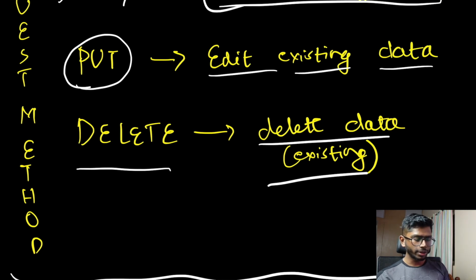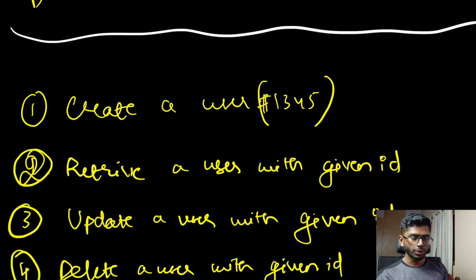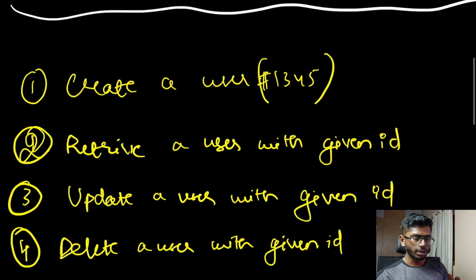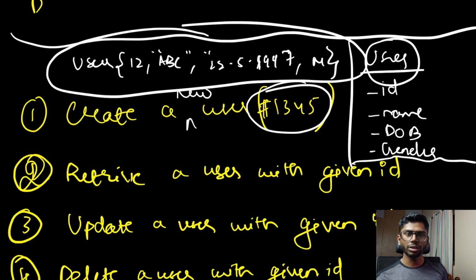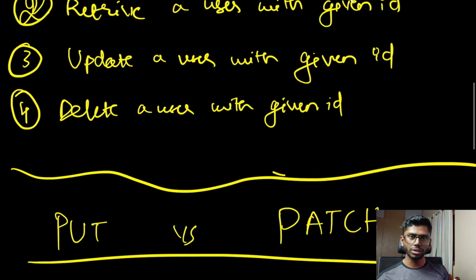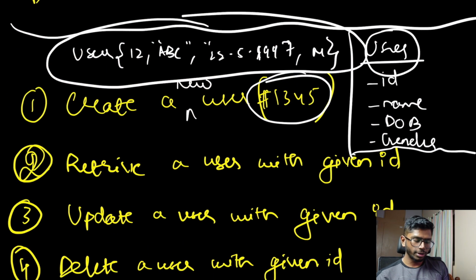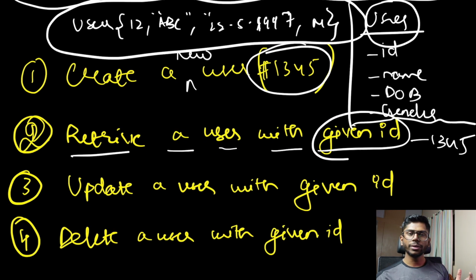In this case, let's say we are creating a new user, right, of user ID 1345, and let's define the user schema here. We are creating a new row for this user. So that is what this POST is doing. And in the next one, let's say we want to retrieve a user with a given ID, right? Let's say 1345. Basically we're getting the data of an existing user, so we use GET here.